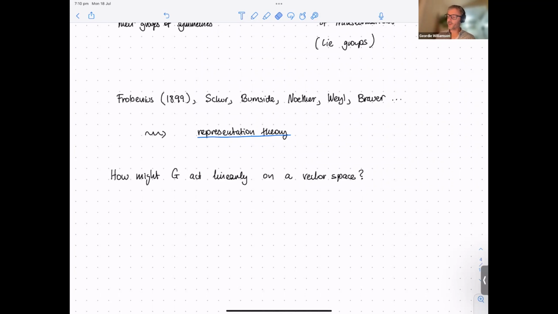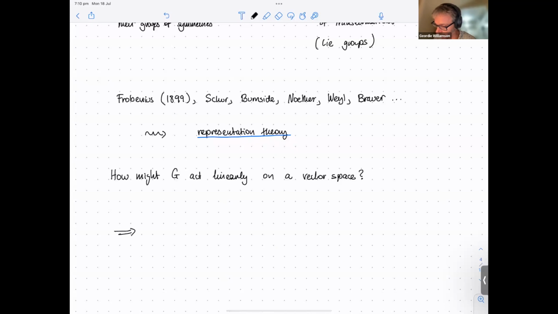And then Frobenius in 1899, so this was the beginning of representation theory. And then many others, Schur, Burnside, Noether, Weil, Brauer, many others, developed representation theory, which is how might G act linearly on a vector space. So we want G to act via linear transformations on a vector space.